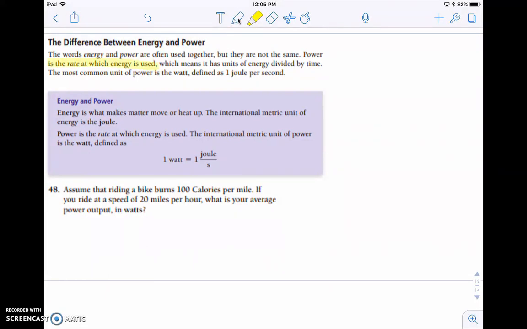Which means we're going to take energy and divide it by time. The most common unit of power is what we call watts, and a watt is defined as 1 joule per second. So again, here's just a simple little definition box that we have here for energy and power. But again, energy and power are not the same thing. Power is energy over time, and the most common is 1 watt is 1 joule per second.